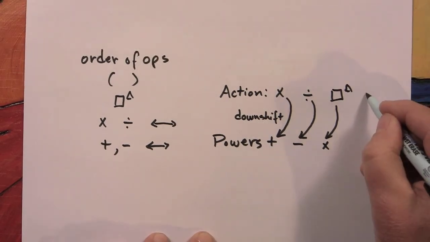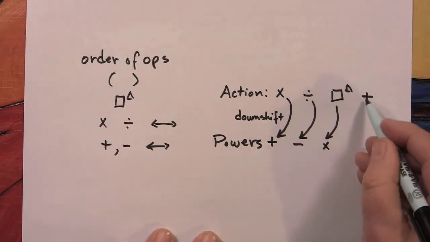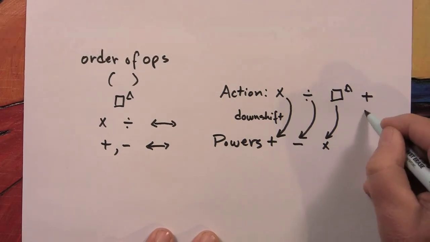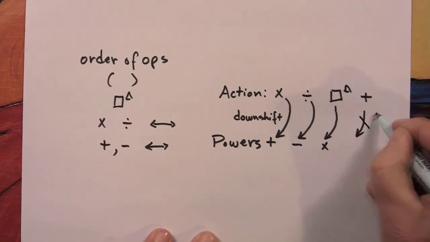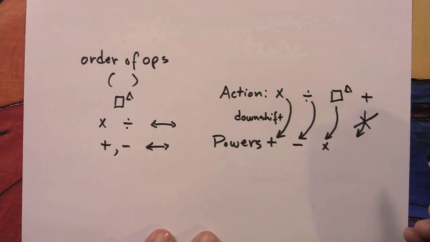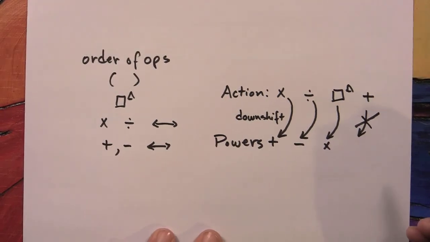And if you try to downshift and do an action of adding like we did those unlike terms, we see there is no downshift. So we can't do it, and therefore we leave them as unlike terms. So enjoy building your power with powers.